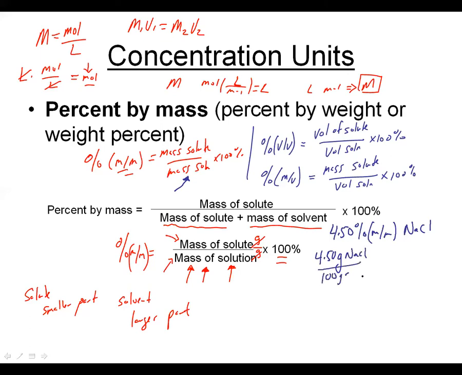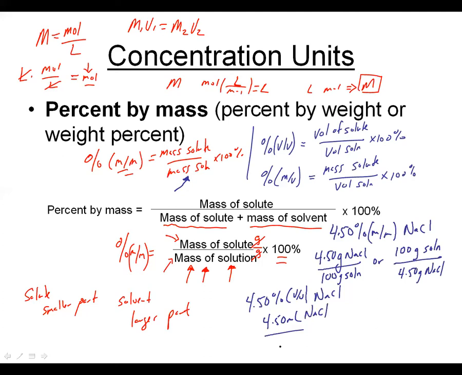If we want to convert it into a conversion factor and do a dimensional analysis type of problem, you could also use it in the opposite fashion with the 100 grams of solution over 4.5 grams of sodium chloride. You would do the same thing if you had a 4.5% volume to volume sodium chloride solution. You could say there is 4.5 milliliters of sodium chloride in 100 milliliters of solution. Or you could do the opposite. In 100 milliliters of solution, there is 4.5 milliliters of sodium chloride.